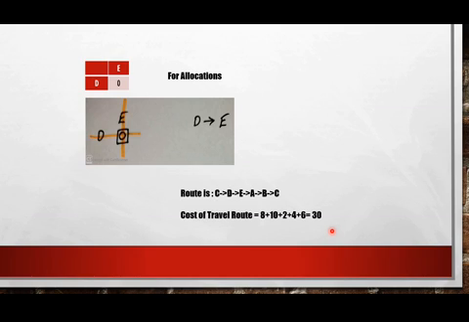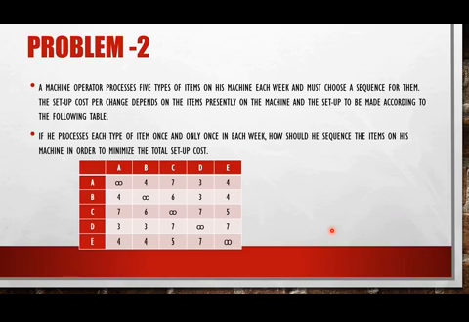I think the problem is more fun to solve. So let us take one more problem. Right. So the next problem given is: a machine operator processes 5 types of items on his machine each week and must choose a sequence for them.